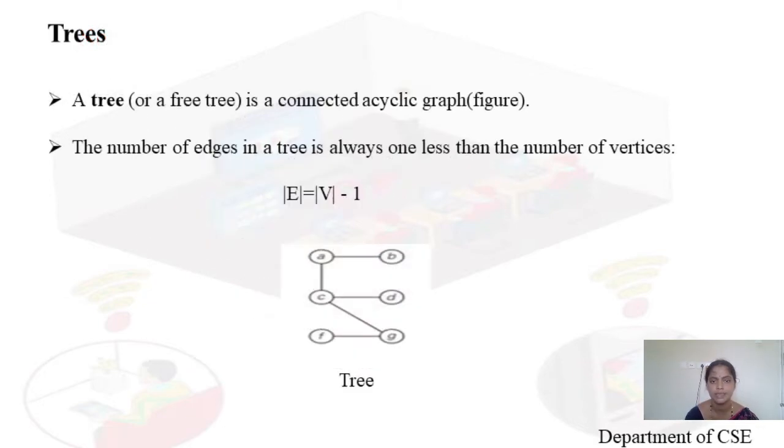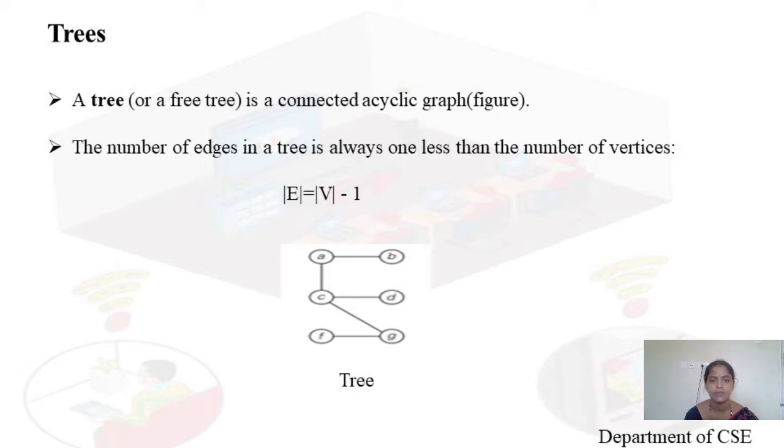that is trees. So what is a tree? A tree, or else a free tree, is a connected acyclic graph. A tree is also a graph which is acyclic and connected. The number of edges in a tree is always one less than the number of vertices. Here it is represented as E is equal to V minus 1.